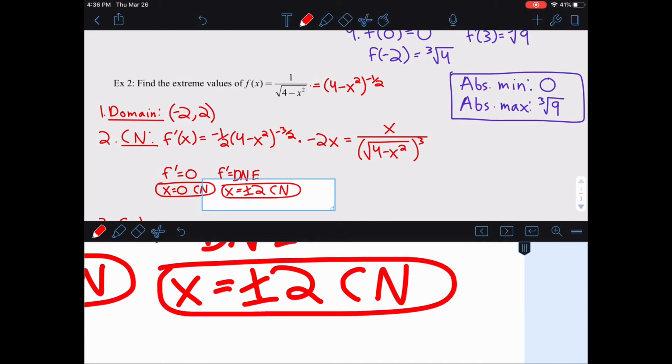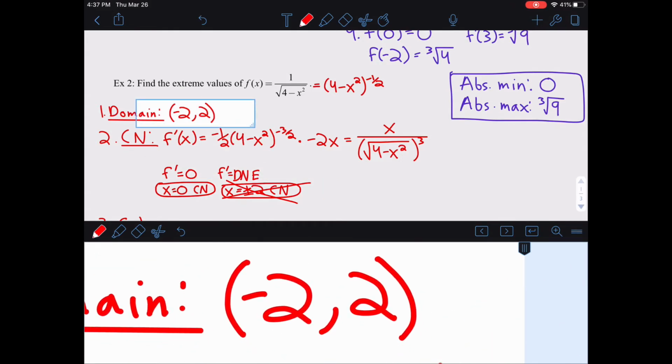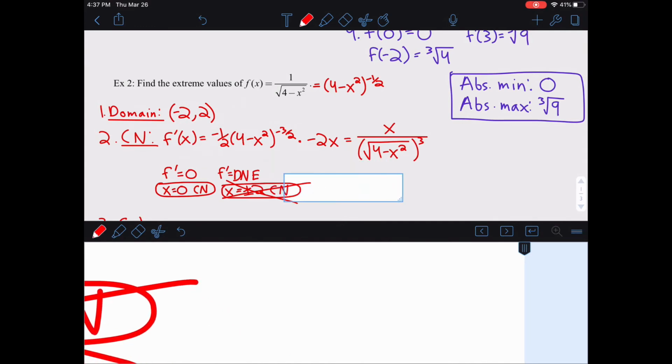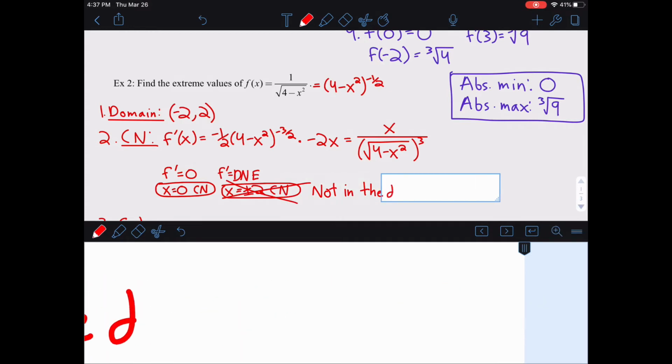Any problems with this? You're dang right there's problems with this. Plus or minus 2, not in the domain, right? If it's not in the domain, it is not a critical number. Not in the domain.